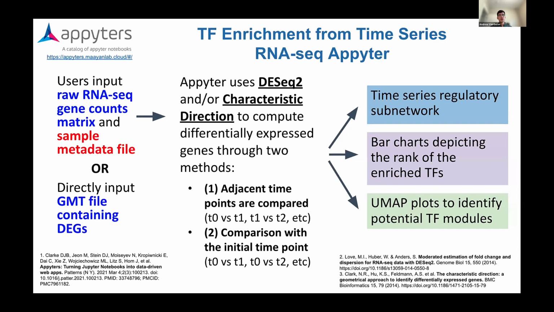But given a raw gene counts matrix, the Appyter uses DESeq2 or characteristic direction to compute the DEGs through 2 different comparison methods. DEGs are found by comparing gene expression at adjacent time points or by comparing gene expression at a given time point with the initial time point. And then finally, the 3 visualizations are run.